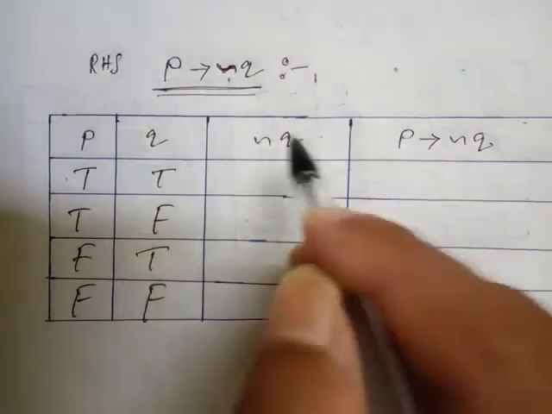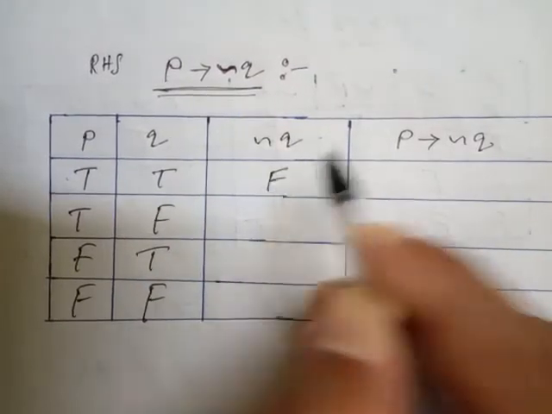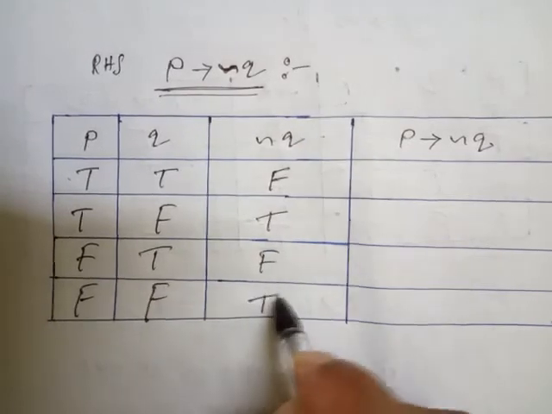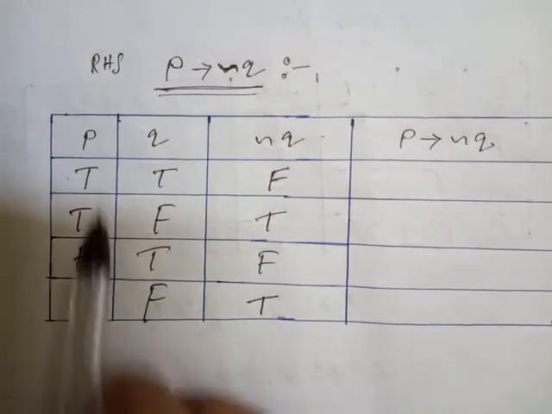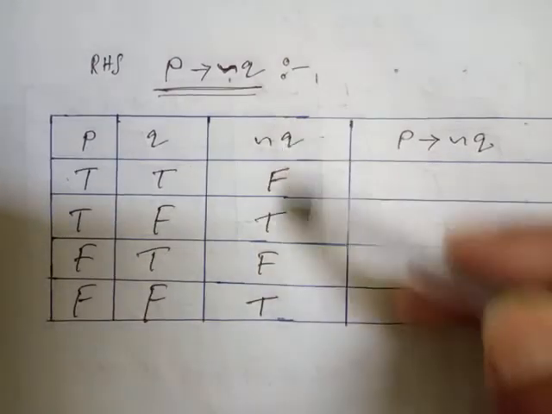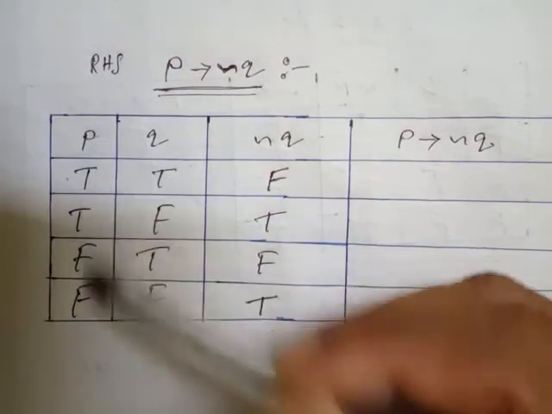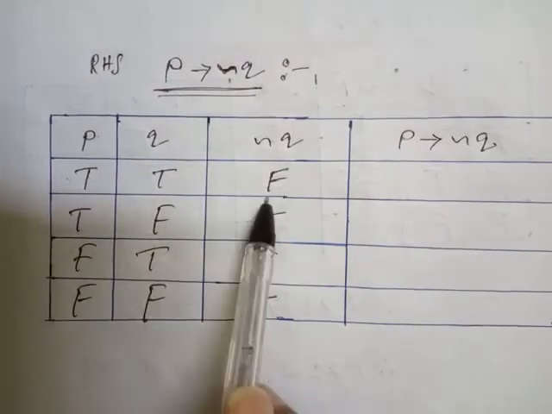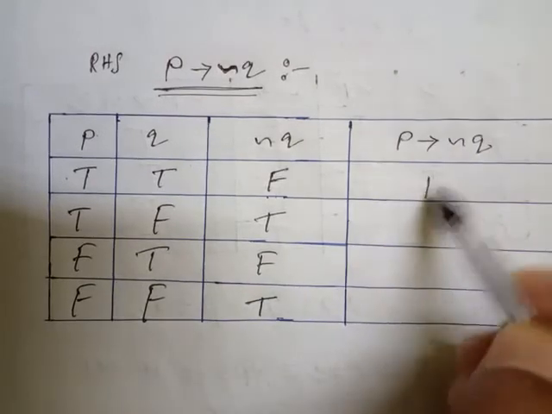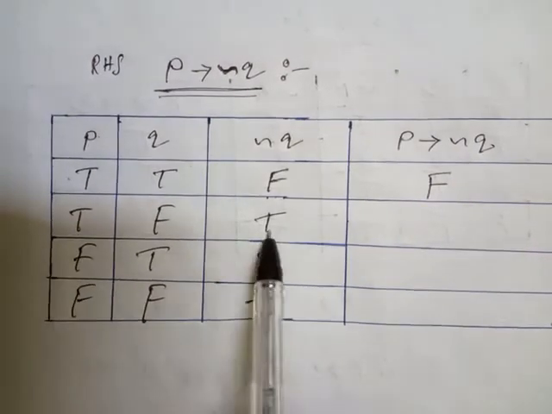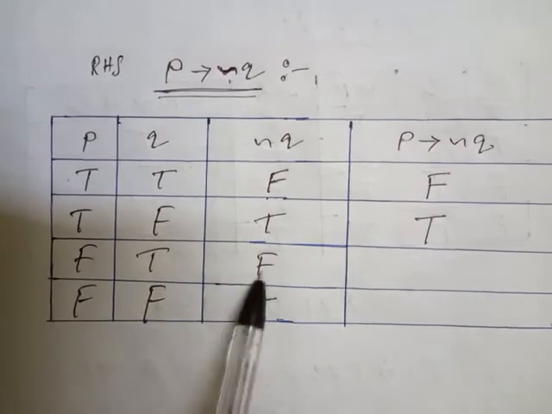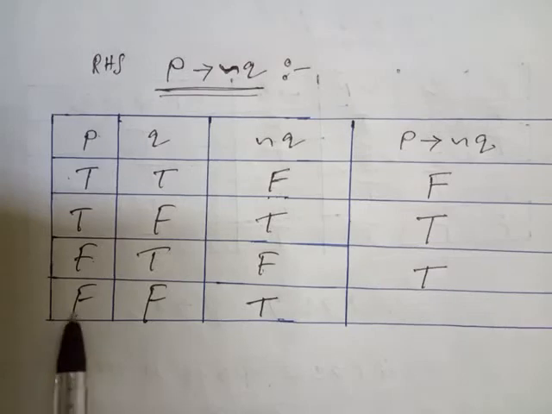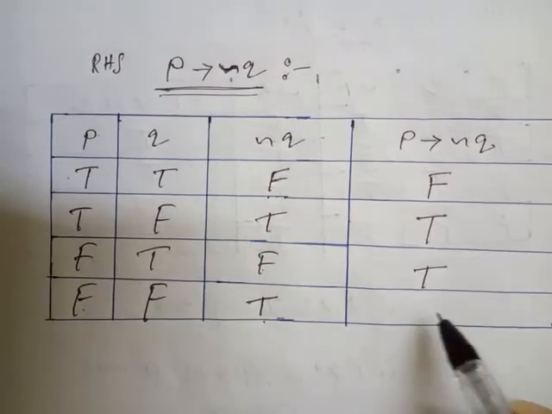Negation of Q means not Q. Not true means false, not false means true, not true means false, not false means true. We'll follow the implication now. P, which means this row, and negation of Q. I repeat again, this row P and negation of Q. So true false means false in implication. Then true true is true in implication. False false is true in implication, and false true is true in implication.